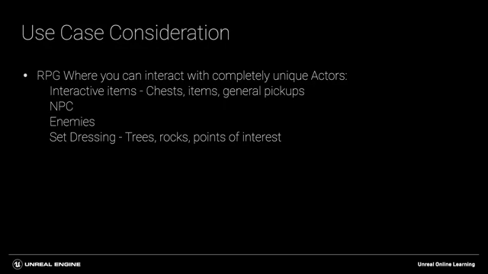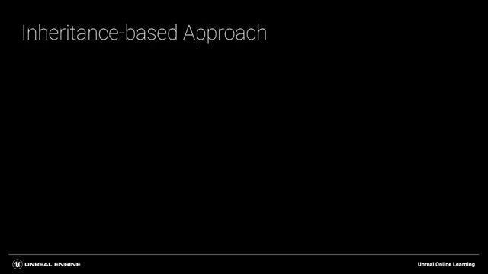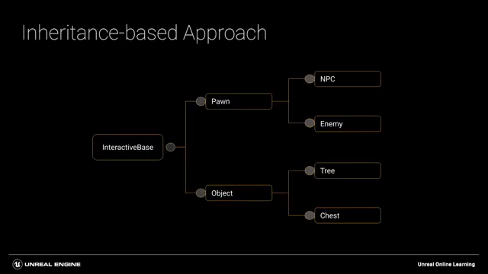So let's take a look at what the inheritance approach might look like if we tried sticking with a somewhat too stringent use of inheritance and cutting down the code duplication. So we could have something like an interactive base class with our interact functionality defined. From this, we could split into more object-focused classes, which would make up the set dressing and pickup items. And then going down the other path, we could have our interactive pawn class, which would be the base for our players, NPCs, and enemies.